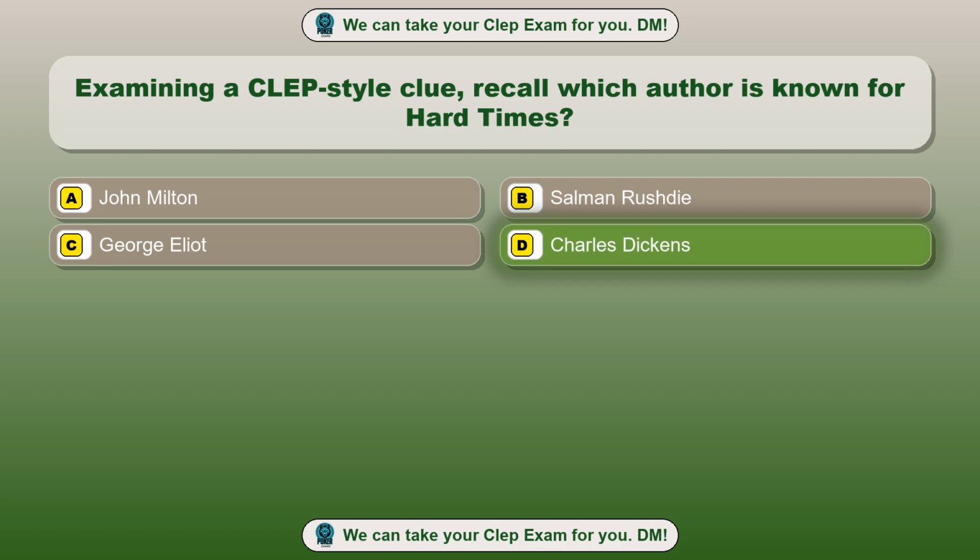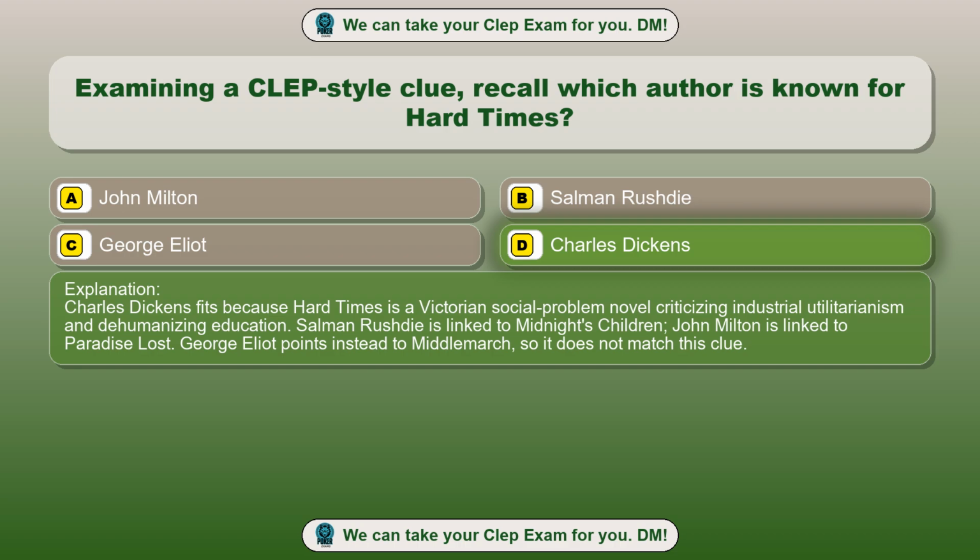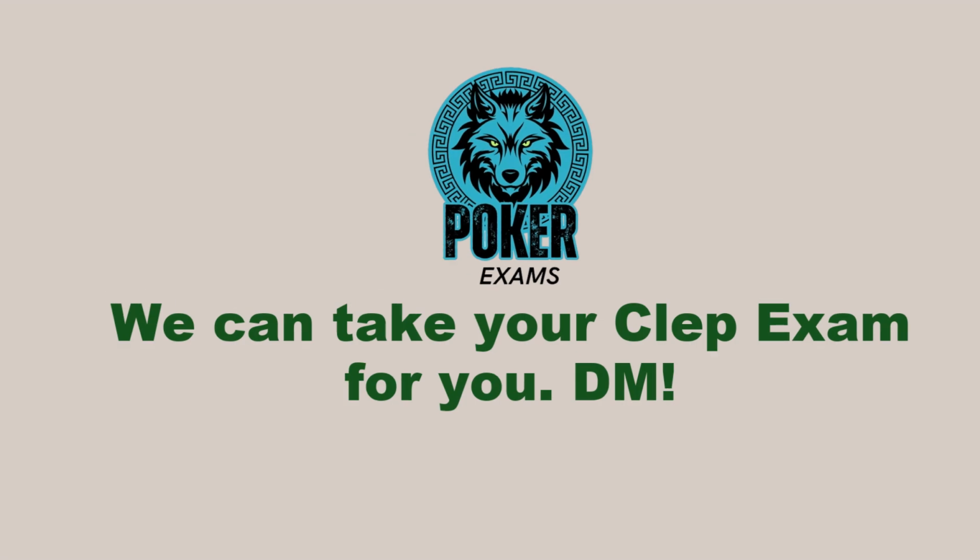Charles Dickens. Charles Dickens fits because Hard Times is a Victorian social problem novel criticizing industrial utilitarianism and dehumanizing education. Salman Rushdie is linked to Midnight's Children. John Milton is linked to Paradise Lost. George Eliot points instead to Middlemarch, so it does not match this clue.